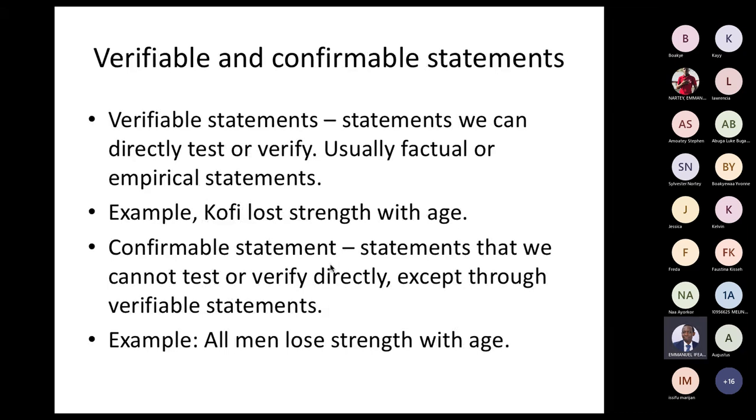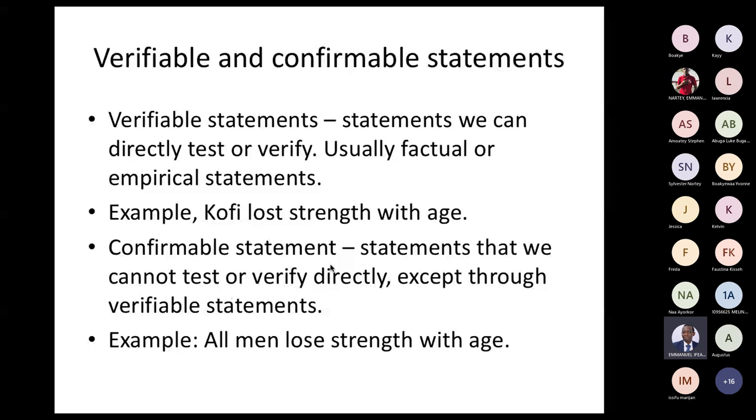So, for instance, all men lose strength with age. You can't directly verify it except through a verifiable statement, such as Kofi lost strength with age. So it's important for you to understand this distinction between these two kinds of statements. Verifiable statements you can verify directly. Confirmable statements you can't verify directly, except by analyzing verifiable statements.